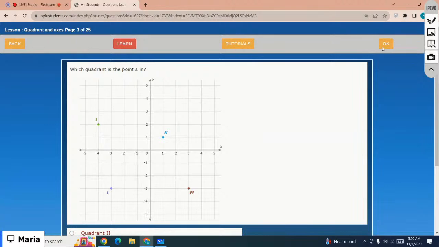Okay, which quadrant is the point L in? So, which is the correct option? L is in which quadrant? L is in quadrant 3. The correct option is third quadrant, right?